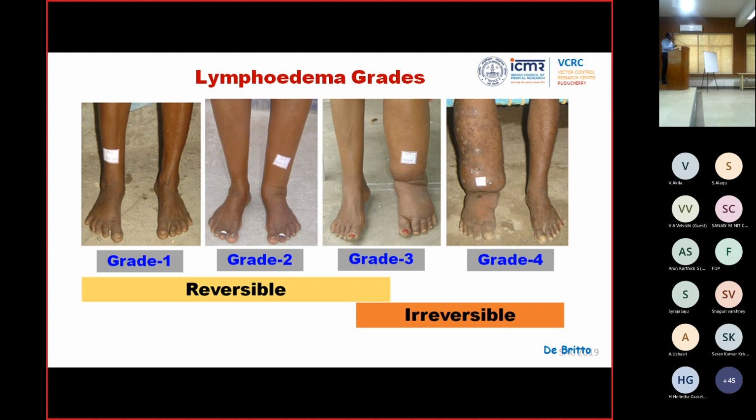Stage 1 is transient swelling. It comes and goes. The patient sleeps overnight, and the next day, when the patient gets up, the swelling is gone. Stage 2 is a persistent swelling, but it is completely resolved. That means if you give certain treatment, it will completely resolve. But stage 3 and 4, especially stage 3 in the earlier phase, is partially reversible with treatment. But grade 4 is irreversible.